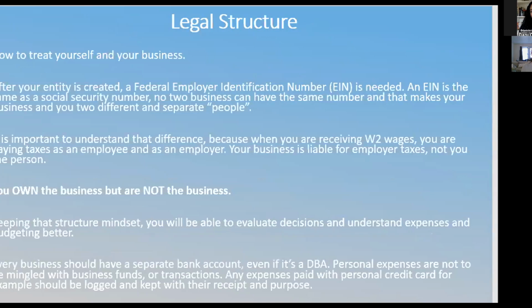So now we're going to go into legal structure. A lot of people don't know how to separate themselves from the business. Once you choose your entity, the next step is to get an EIN. An EIN is basically a social security number for a company. It is the same thing. No two people can have the same number. If you are a twin, your social might be different by one number. At the end of the day, you're still separate.